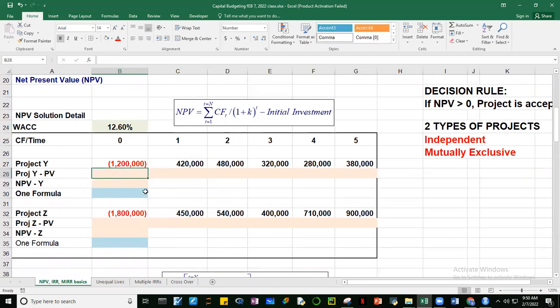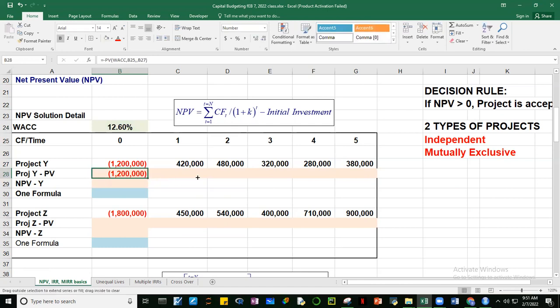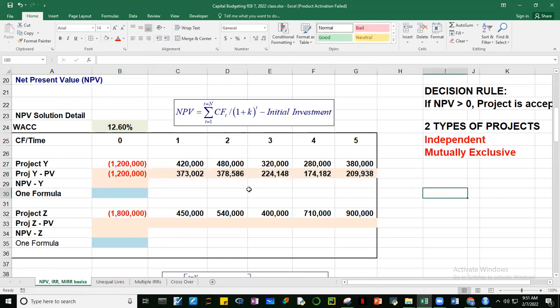Then if you recall, guys, we have to compute for the present values. So the long cut is, we get the negative present value. The rate is your WACC. The NPER is this, year 0. There's no PMT, and the future value is your cash flow. We ignore the type because this is not an annuity. Control Enter. As expected, the present value of 1.2 million is 1.2 million. Copy that to the right. So now we have converted our cash flows into present values.